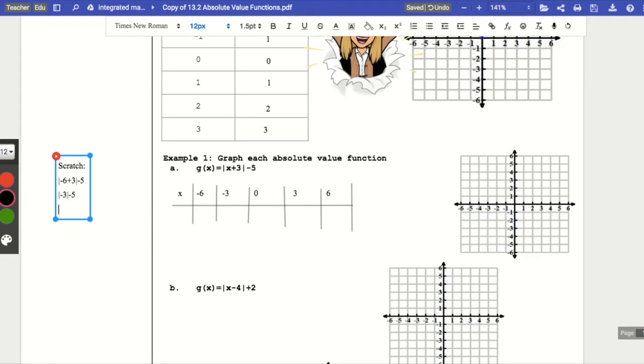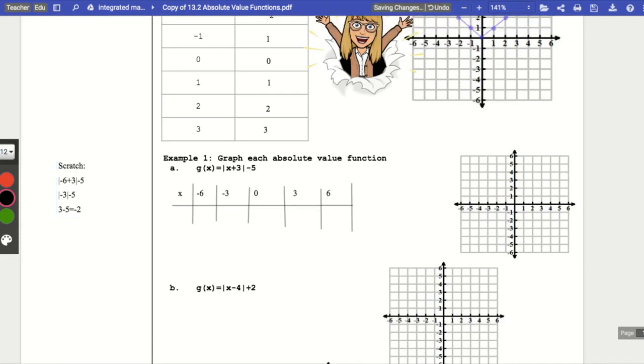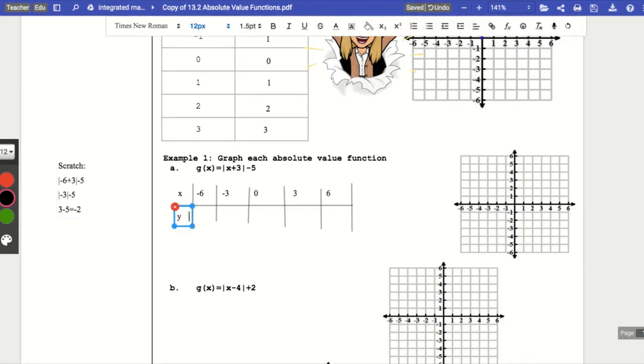Well, now the absolute value of -3 is +3, and 3 minus 5 is -2. Sorry. So I know that my first output now is going to be -2. So then I'm going to have y = -2. So using that same process, I'm going to plug in -3 and figure out what I get. Well, if I plug in -3, I get -3 plus 3, which is 0. And 0 minus 5 is -5.